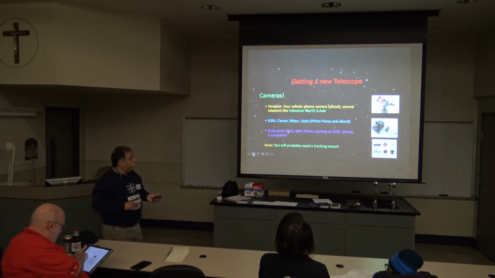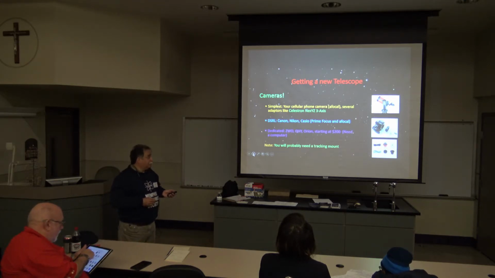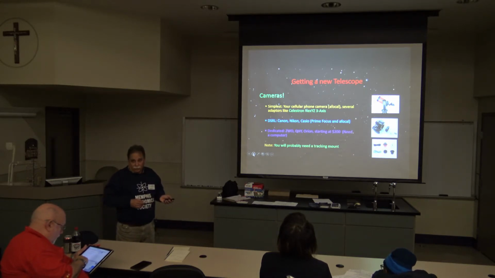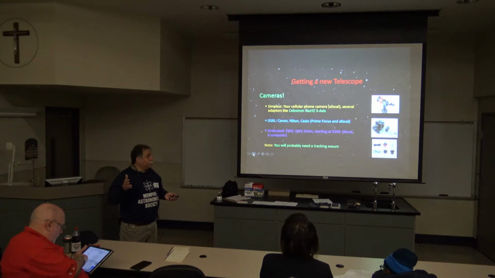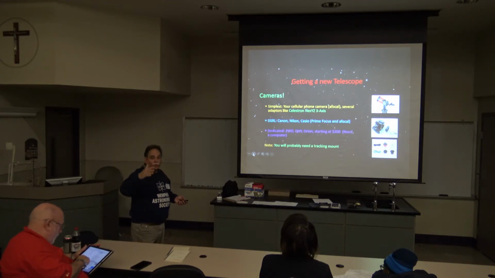and there are the dedicated cameras. These are Chinese. Orion is also Chinese, and these start at $200. Okay, so it's not cheap. The easiest, as always, is the cellular phone. And you will need a tracking mount if you want to take pictures. And you probably will need to learn how to align your telescope with the polar axis so the object stays in the field of view. That is something you will learn later.